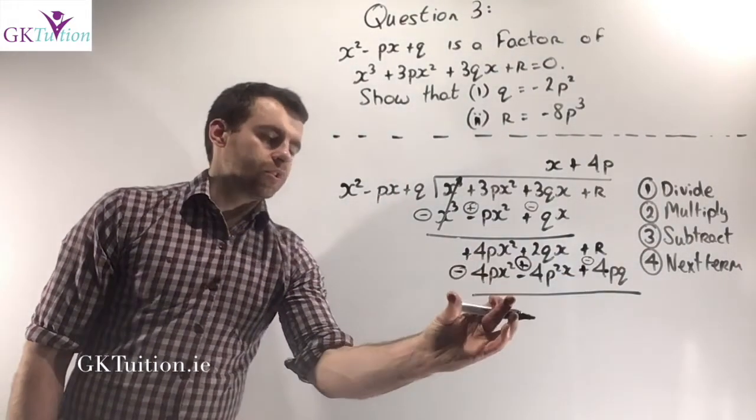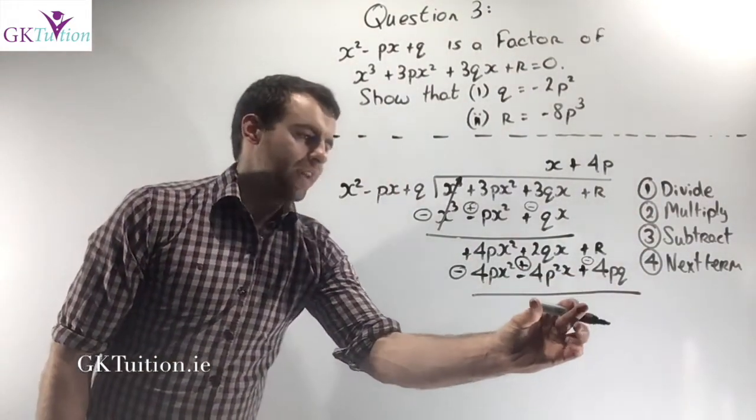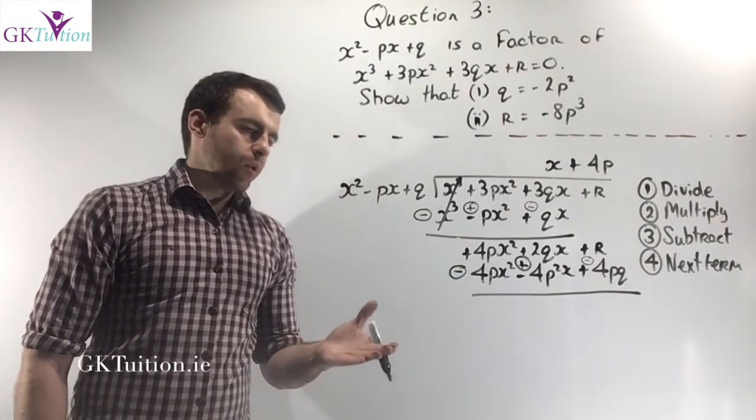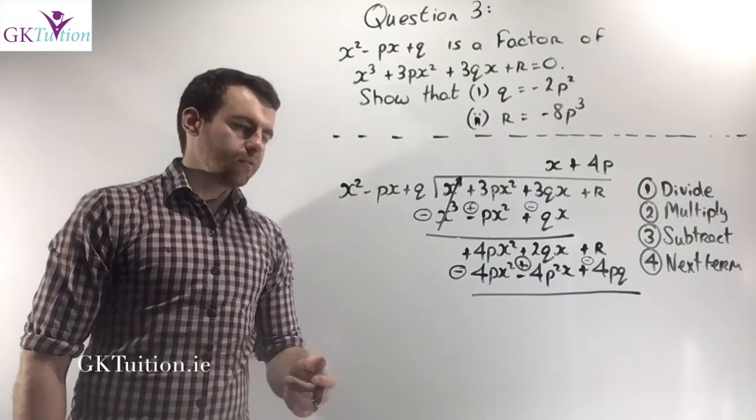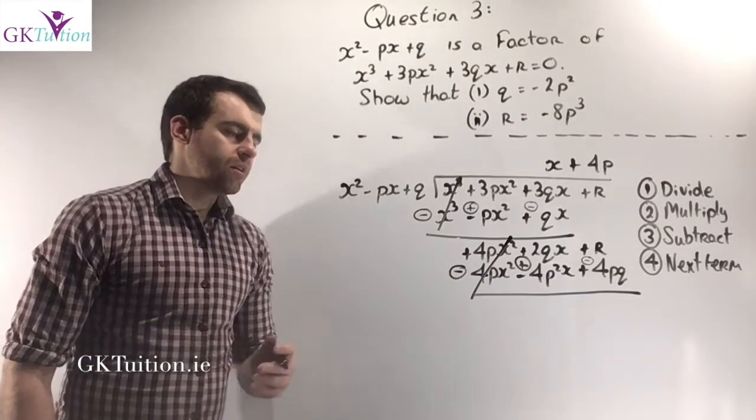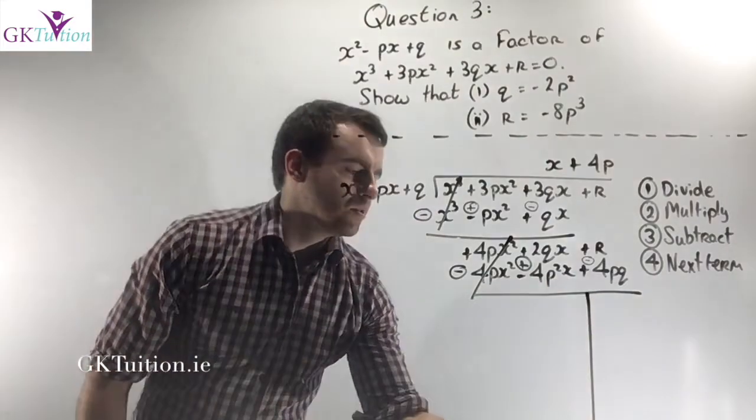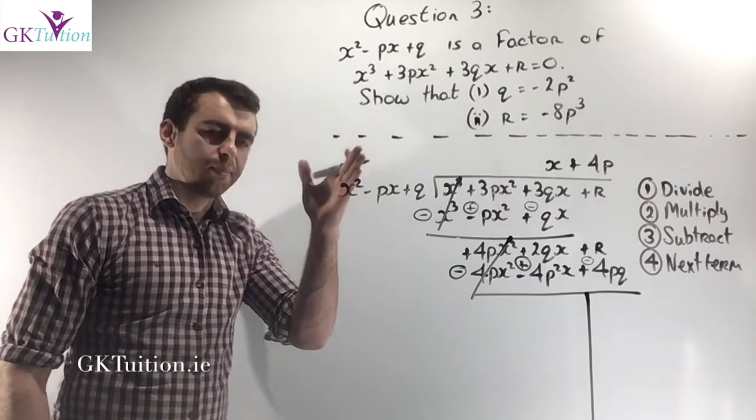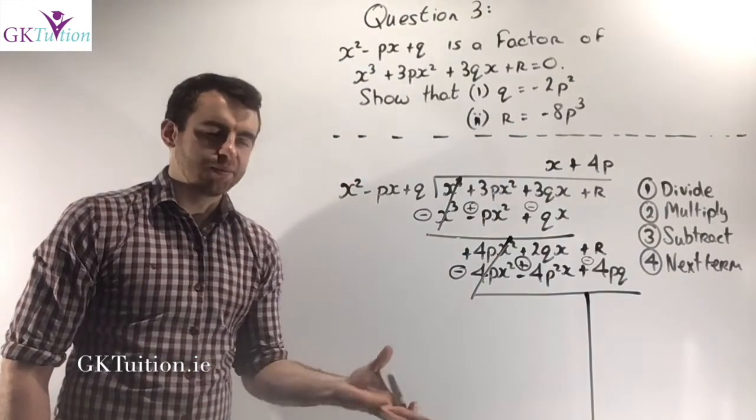Now I'm just going to look at the x squareds, then just the x's, and then just the constants at the end. And if I look at the x squareds, I've got 4px squared minus 4px squared, which obviously cancels each other out. Now, I would always advise students to literally divide your page in two here. The coefficient of x on the top and the coefficient of x on the bottom have to add up to 0.